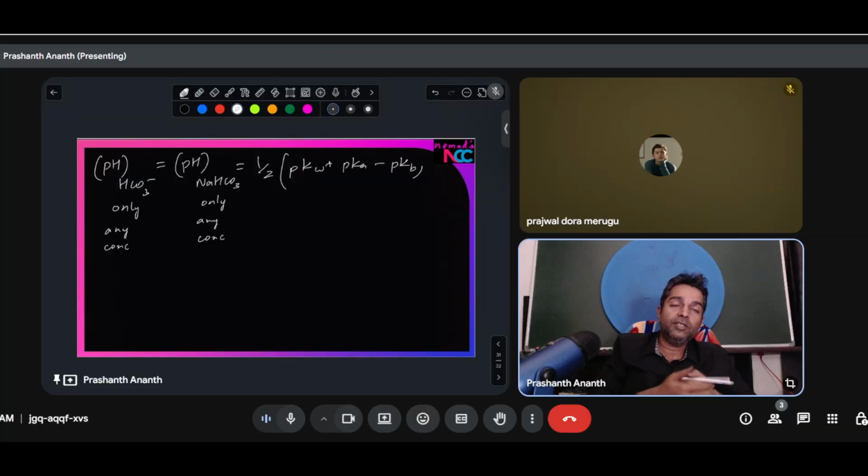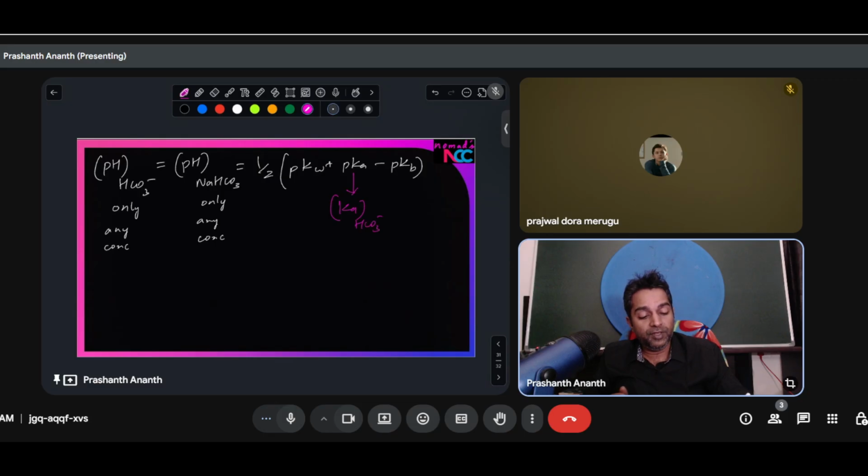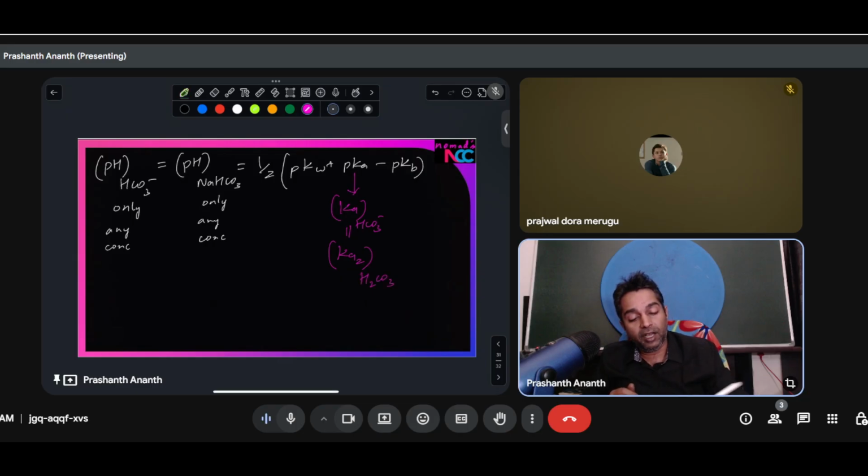So what are each of these things over here? The Ka here is nothing but the Ka of HCO3 minus, which is Ka2. Correct. So this is the Ka of HCO3 minus, which can be effectively written as Ka2 of H2CO3. And lastly, the Kb here can be written as the Kb of the conjugate base, which of course is going to be Kw by Ka1 of H2CO3.